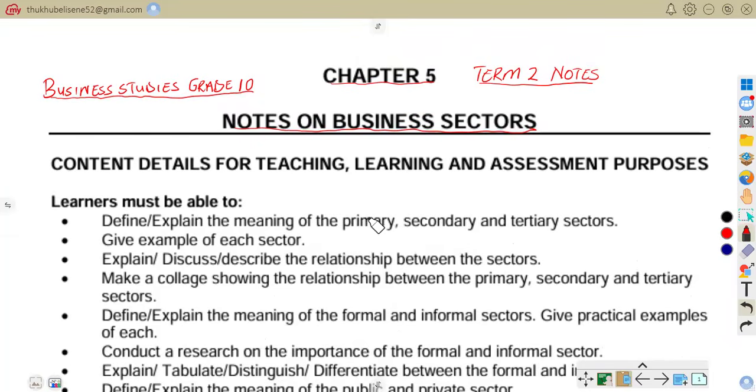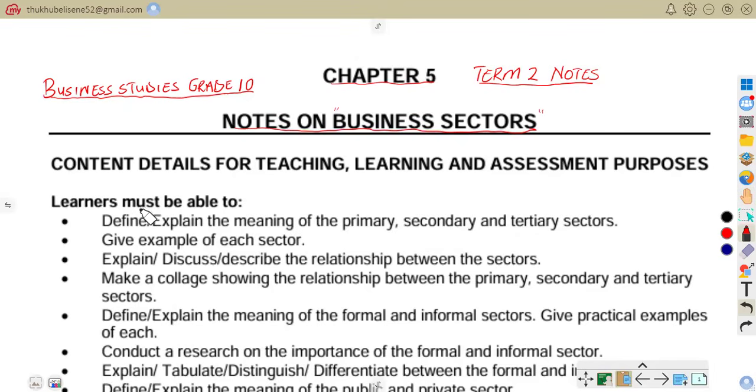These are notes on business sectors. So on this presentation that you're going to have, we are going to look at, like it says, content details for teaching, learning, and assessment purposes.